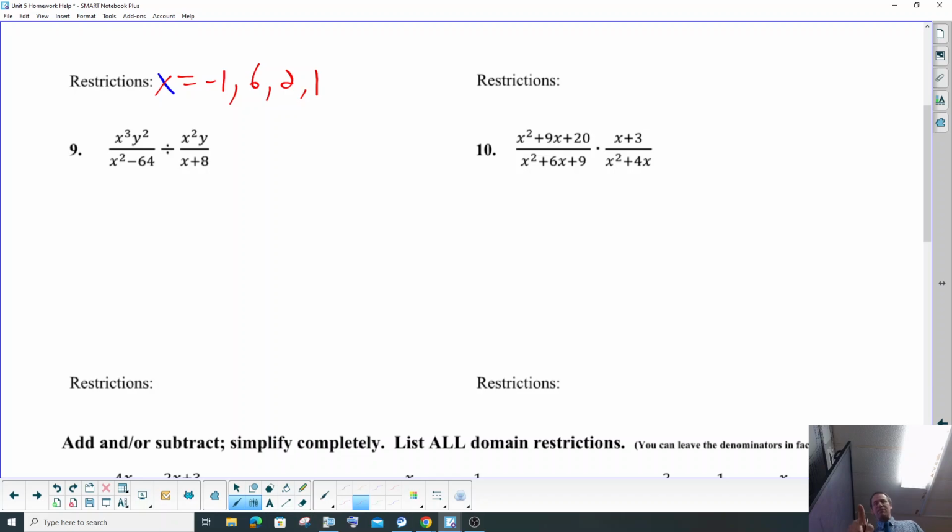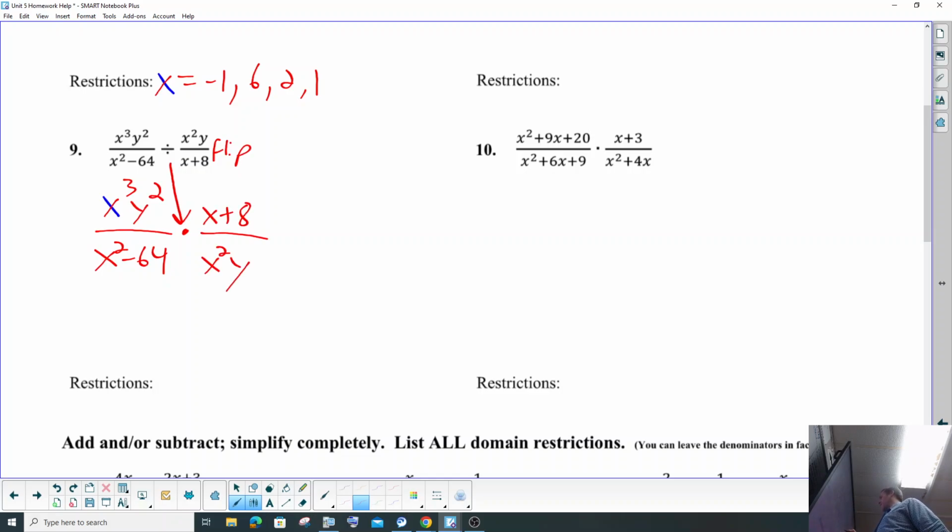Okay, so don't forget to keep, change, flip for number 9. So we get x to the third power, y squared all over x squared minus 64. And then division becomes multiplication. And then we flip it, right? So x plus 8 on the top and x squared y on the bottom.